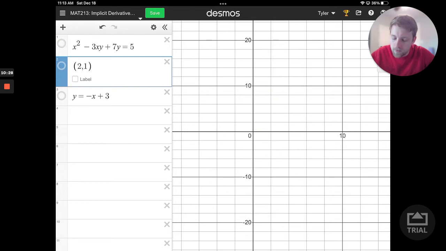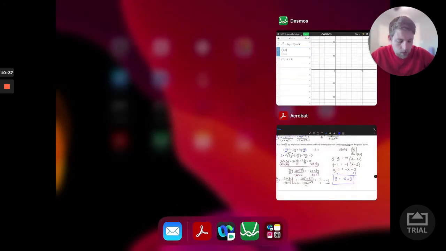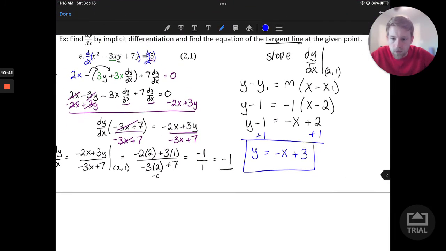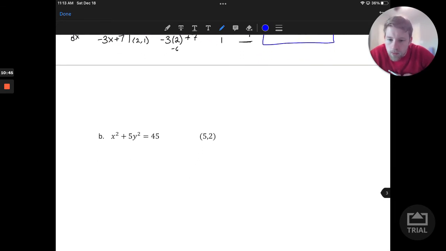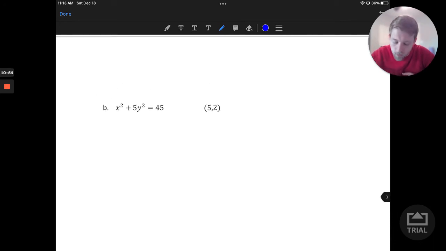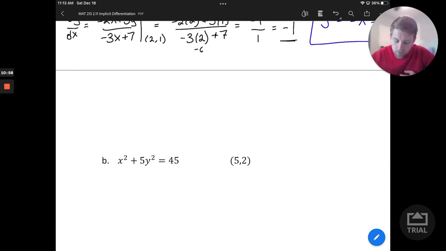We'll take a look at the graphs for the next few problems as well as we work through them. Let's go ahead and jump into a second example with the tangent line equation. If you take a look at this second one, x squared plus 5y squared plus 45, this is really going to be the shape of an oval, and we'll see that later on. This is going to be some oval shape.